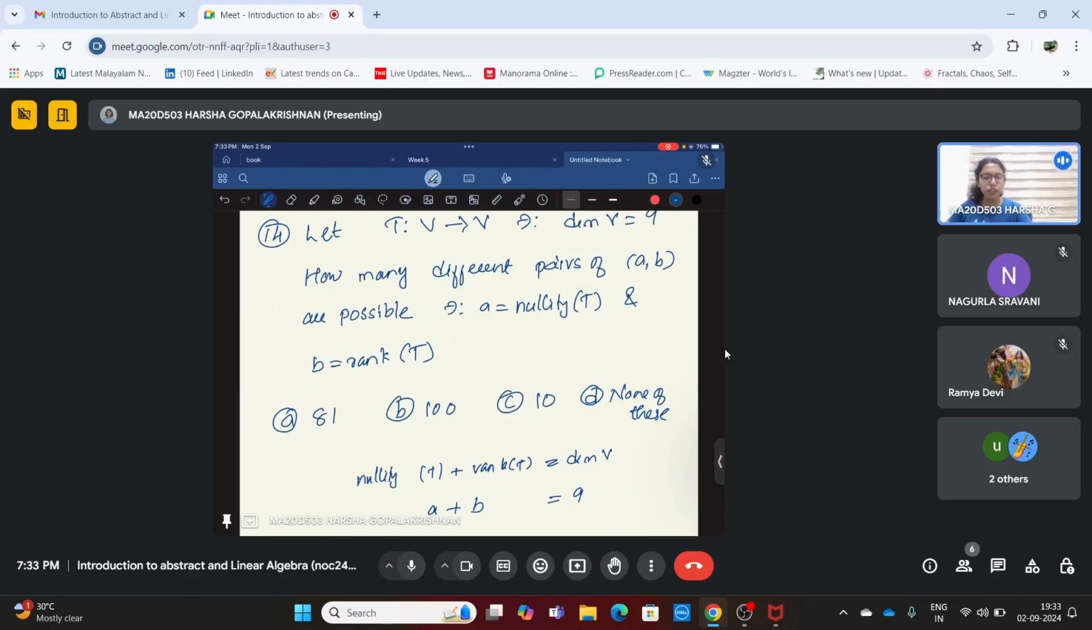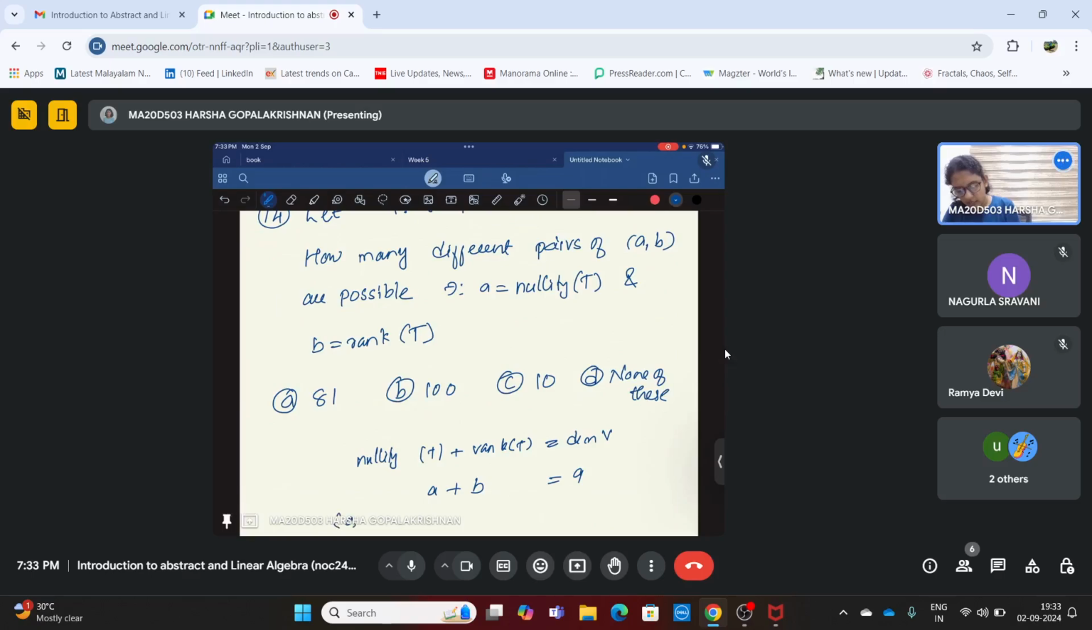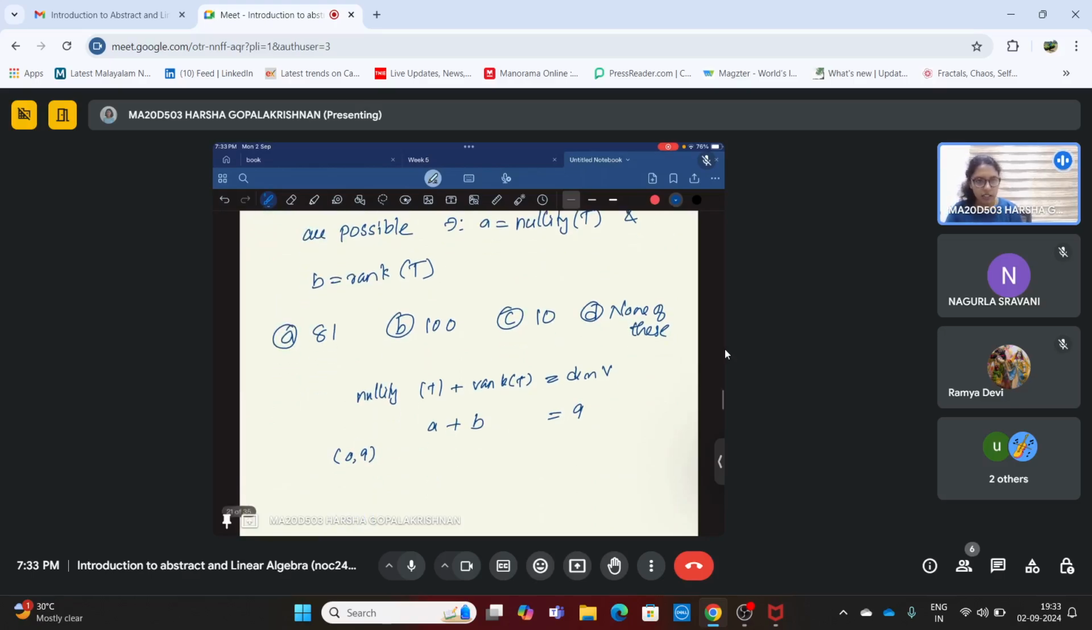Okay, the only thing is we need to find the pairs AB such that A plus B equals 9, right? So what are all the possibilities? It can be 0, 9. That means nullity is 0 and the rank is 9. That is possible, right? If it is just an identity map, obviously rank will be 9 and nullity will be 0. In the same way, 1, 8 is also possible. In that way we can actually construct the linear transformation.